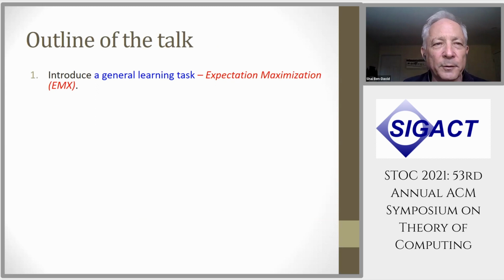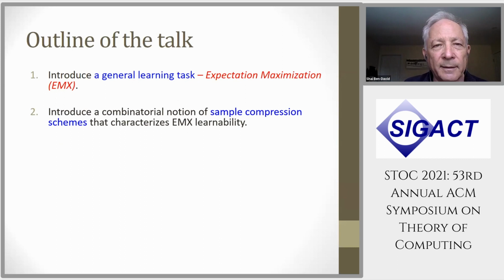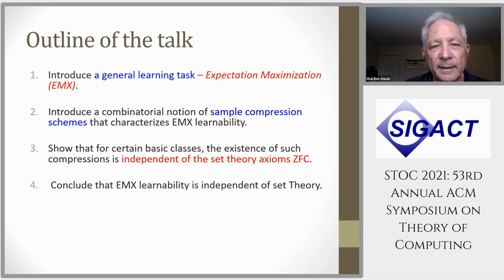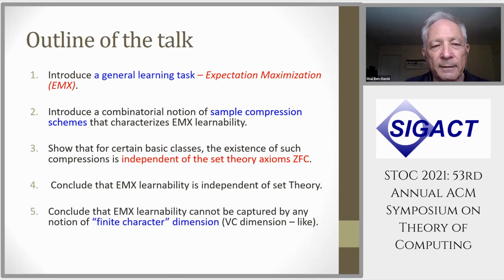So what are we going to do? I will introduce a general learning problem, more general than just binary classification. We call it EMX, expectation maximization. Then I will introduce the notion of a sample compression scheme, which is a tool that translates a statistical learning problem into a combinatorial game. We can show the combinatorial game is equivalent to learnability. Then we will show that whether this combinatorial game can be decided or not is independent of set theory. So we will conclude that EMX learnability is independent of set theory, and therefore there can be no dimension that characterizes it. So that's the plan.